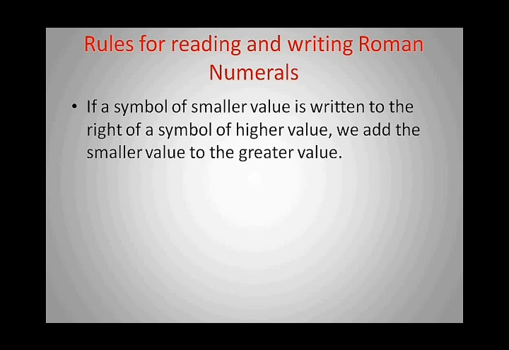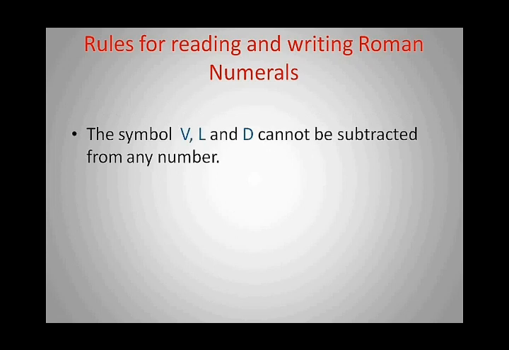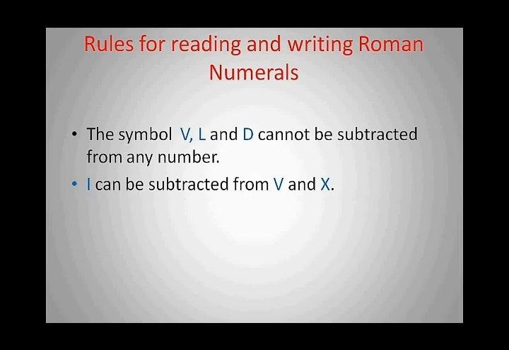Rule 3. If a symbol of smaller value is written to the right of a symbol of higher value, we add the smaller value to the greater value. Example, VI is equal to 5 plus 1 is equal to 6. XII is equal to 10 plus 2 is equal to 12. XXV is equal to 10 plus 10 plus 5 is equal to 25. The symbols V, L and D cannot be subtracted from any number. I can be subtracted from V and X.